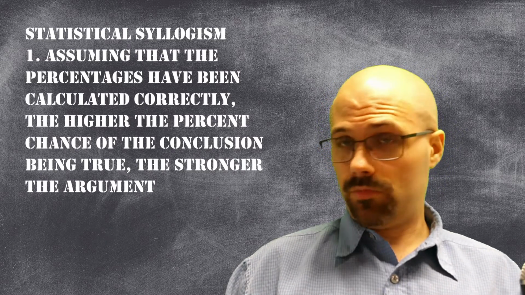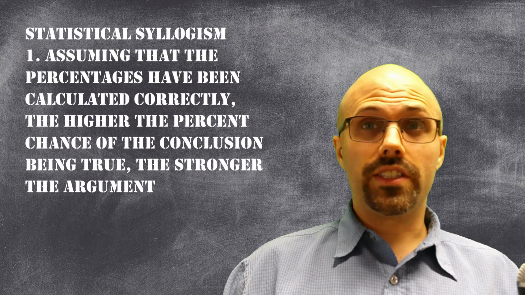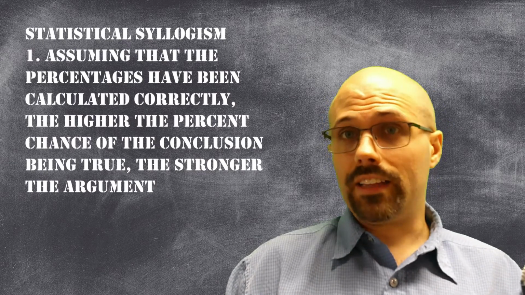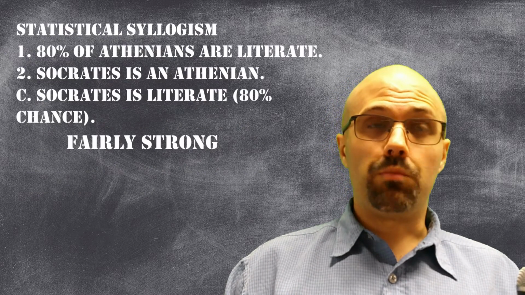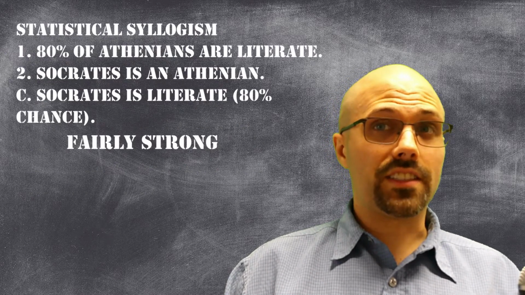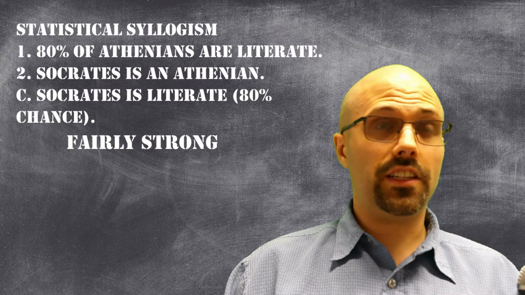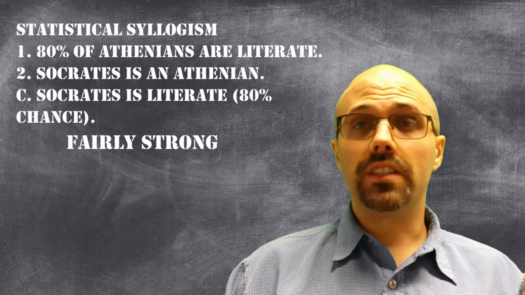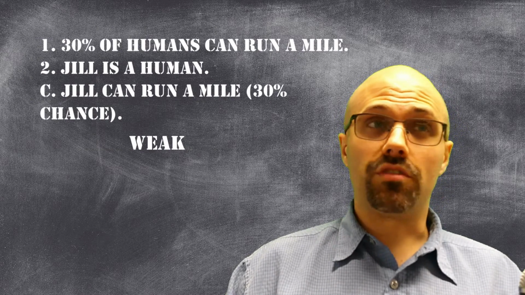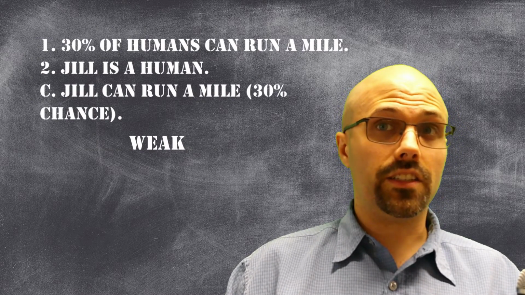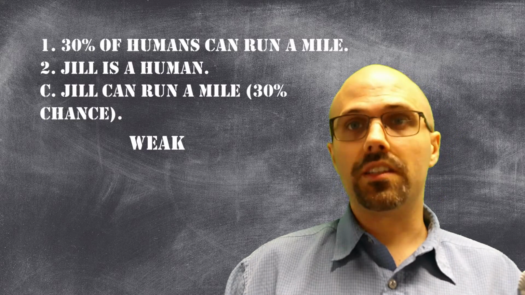If they have been calculated correctly, a statistical syllogism is stronger, the more likely it is that the conclusion is true. Sort of exactly like you'd suspect, right? So we'd probably say if there's an 80% chance that Socrates is literate on the basis of our statistical syllogism, that's a pretty strong inductive argument. On the other hand, if Jill only has a 30% chance of being able to run a mile on the basis of the second statistical syllogism, we'd say that's a very weak statistical syllogism.